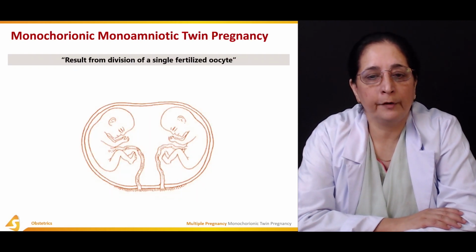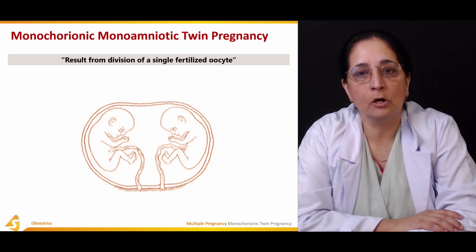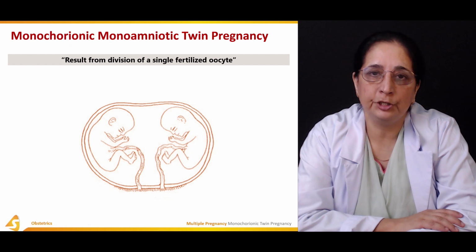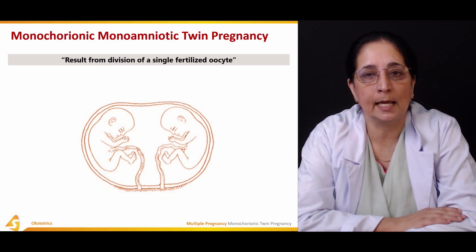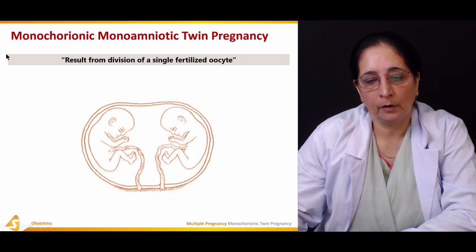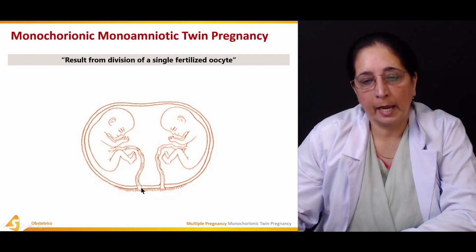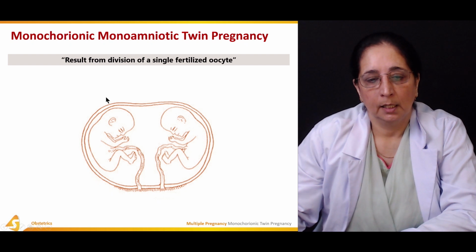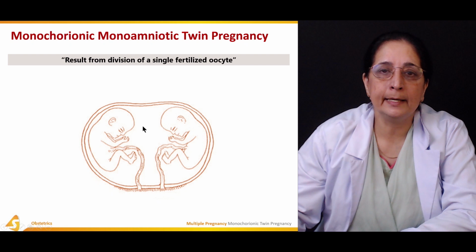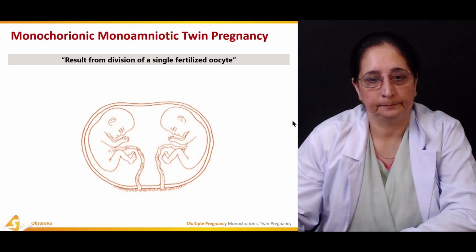Then monochorionic, monoamniotic twin pregnancy results from division of a single fertilized oocyte. And if you see the monochorionic, monoamniotic twin pregnancy, it occurs when a single egg is fertilized.